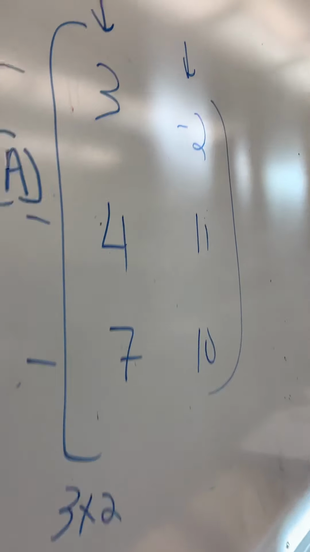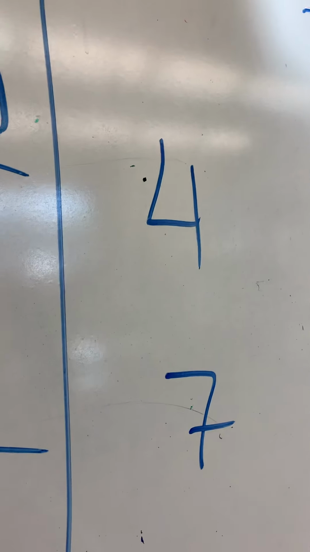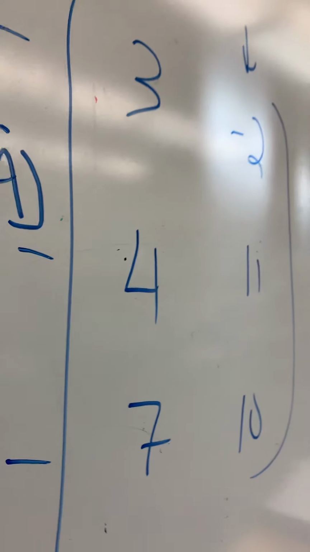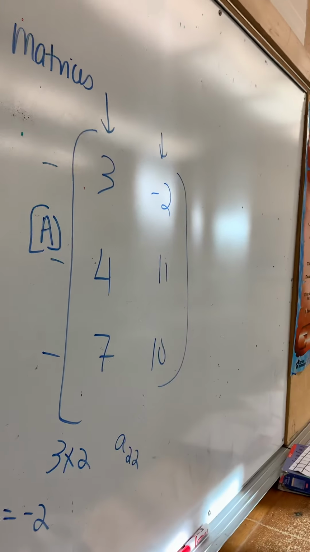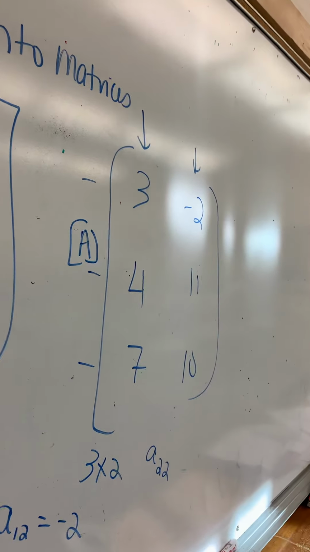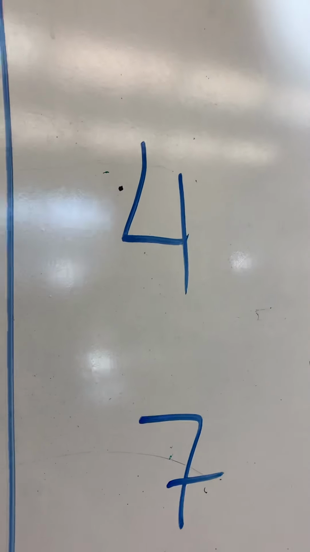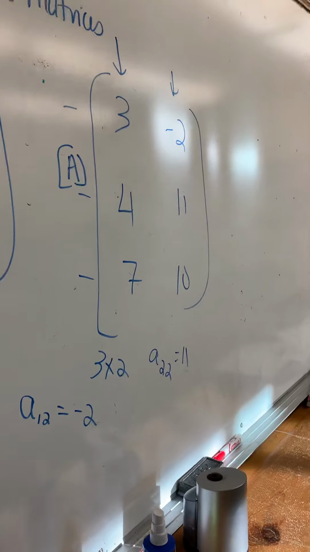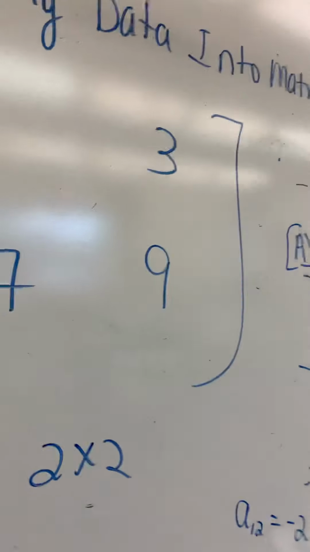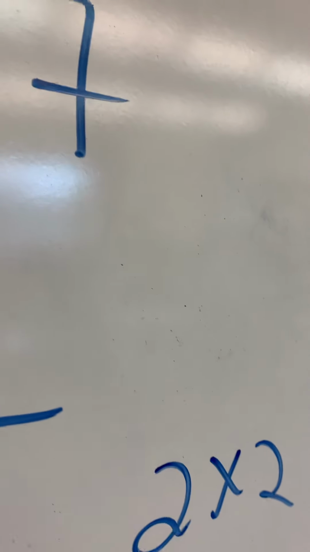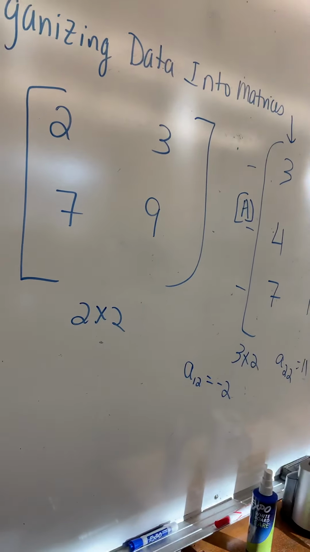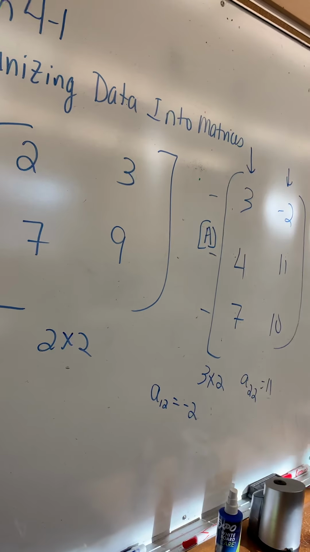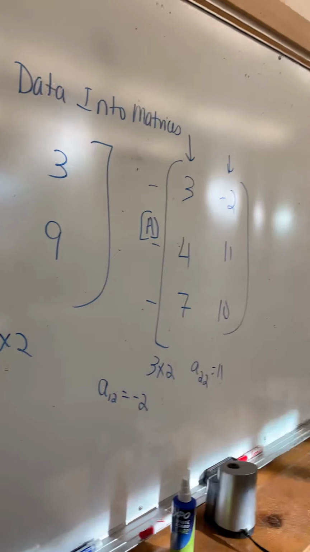Let's say you wanted to find element A22. Second row, second column. So that element would be 11. And then organizing stuff into matrices, super, super simple. You'll label your rows, you'll label your columns, whatever they may be, and then you just write it in matrix form. And I'll show you that here in just a second.